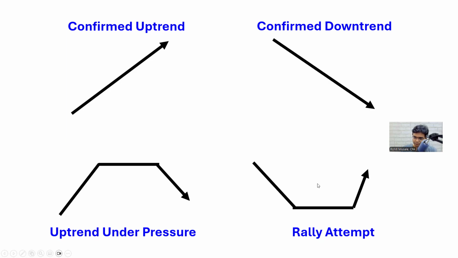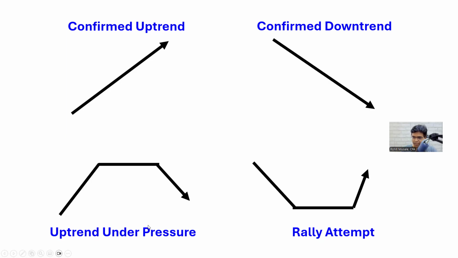That is why only positional stocks in rally attempt, with small position size. Why small position size? Because there is no confirmation. It has started to make an attempt to rally. It has not succeeded in that attempt. That is why small position. Uptrend under pressure, normal position. Why normal position? Why not half position?